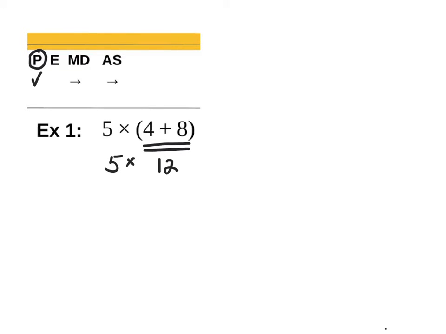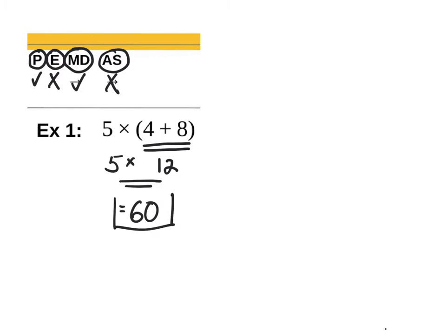So that step is done. The next step is do any exponents. I don't see any exponents, so that step is done. Next we have to do multiplication and division from left to right. I do have some multiplication, so I'm going to do 5 times 12. 5 times 12 is a multiplication fact that is equal to 60. And then I'm done with that step. And now I do addition and subtraction. Well, we don't have anything left to do, which means my problem is done.